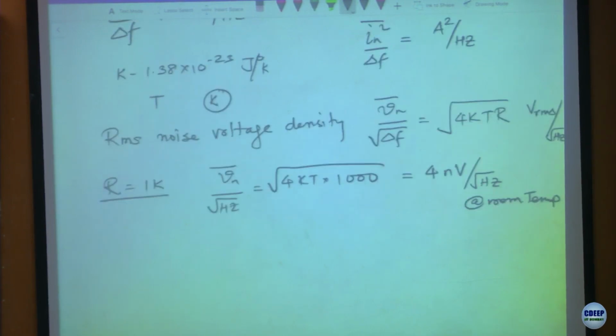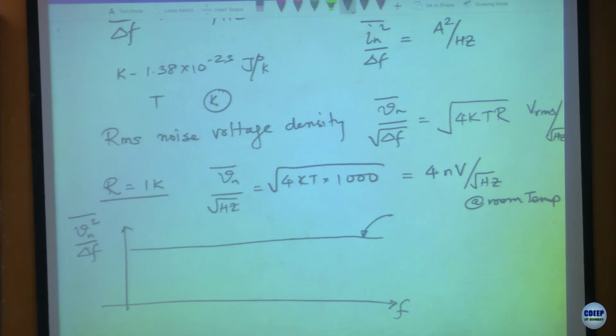Now, if you plot this over frequency, what you will see is Vn square divided by delta F, and this is F, it will look flat, okay. That is the number we have, and what is the value of this spectrum? Correct, 16 into 10 to the power minus 18 volt square per hertz. The reason I am asking this question was because it is written V square, and here we talked about 4 nanovolt per square root of hertz, okay.